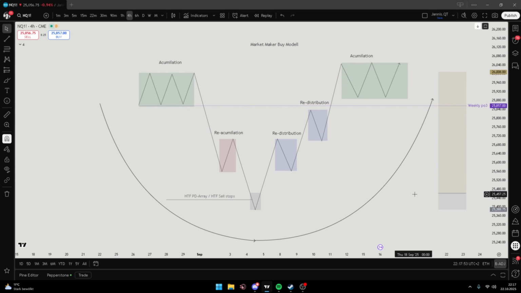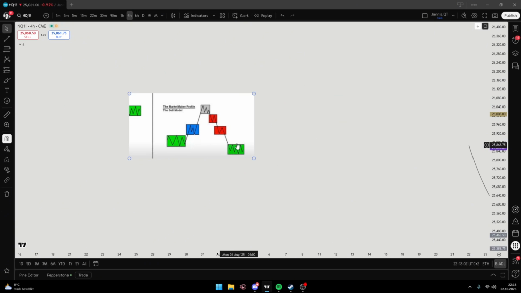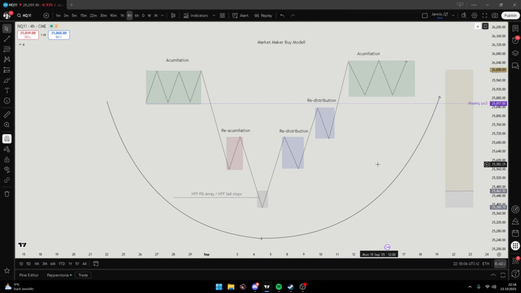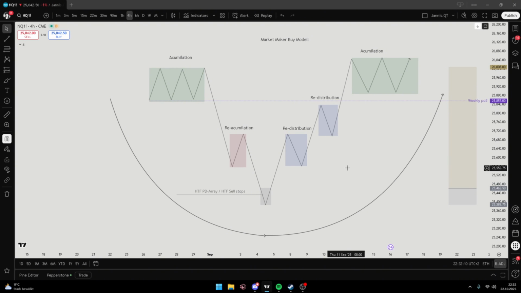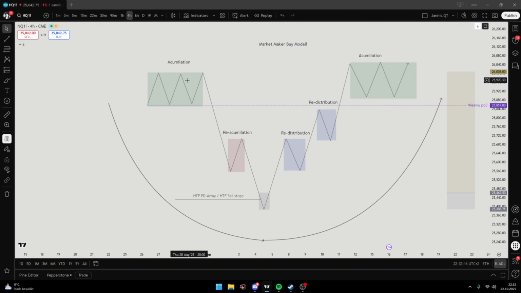A market maker buy model, or a market maker model in general, is just a pattern. It doesn't have anything to do with price at first. And here is one example for a market maker sell model, but I'll explain the structure of it right now. So as I just told you, we have our accumulation at first. And why do we have accumulation at first?